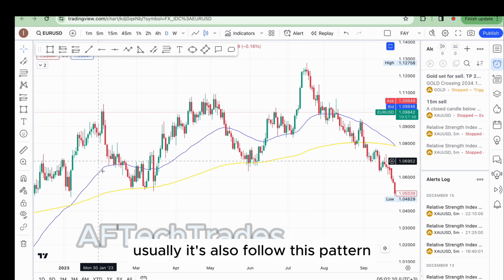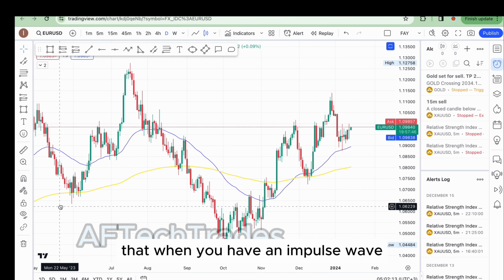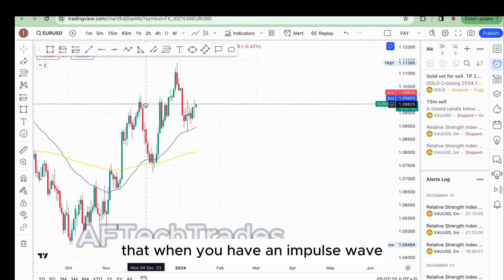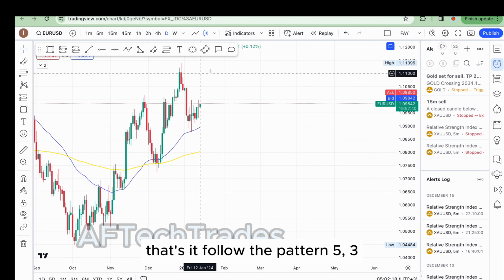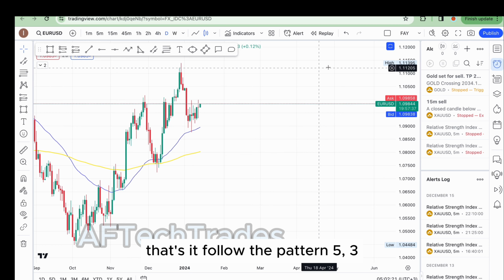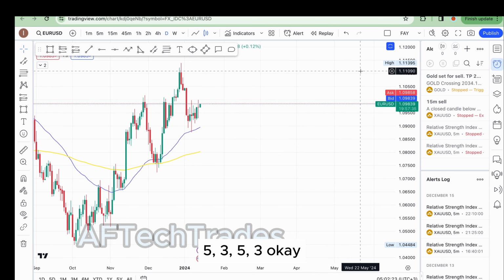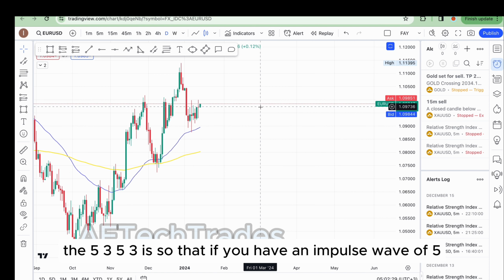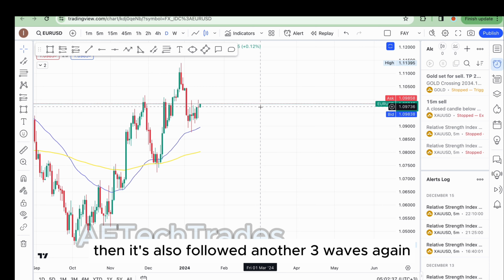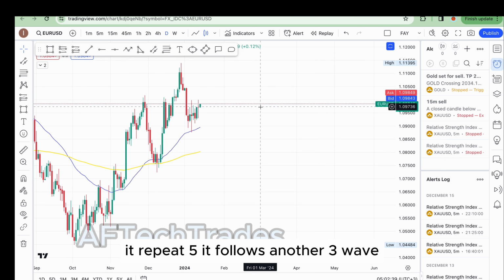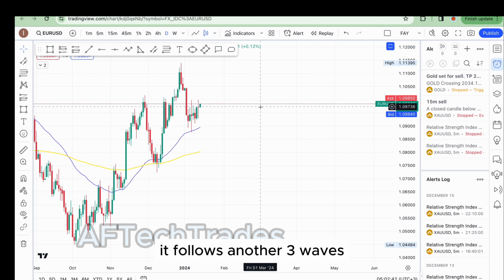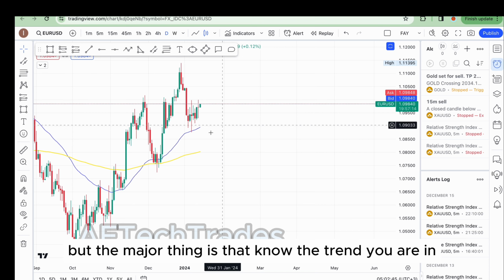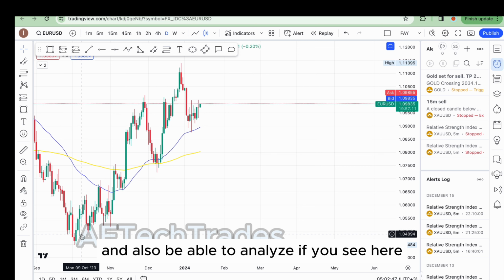Usually it also follows this pattern, that when you have an impulse wave, the corrective wave follows the pattern 5 3 5 3 5 3. Don't confuse the 5 3 5 3 5 3 with the 1 2 3 4 5. The 5 3 is such that if you have an impulse wave of 5, it is followed by another 3 waves. Again, it repeats 5, followed by another 3 waves, it repeats 5, followed by another 3 waves. But the major thing is to know the trend you are in, and also be able to analyze.